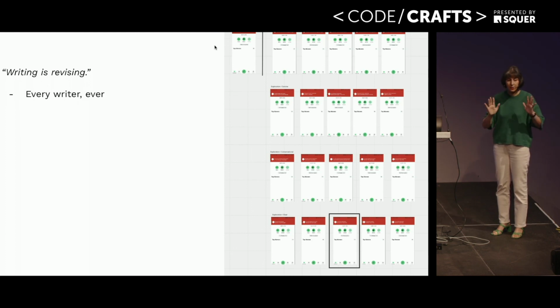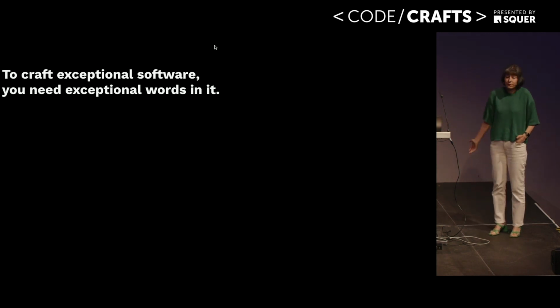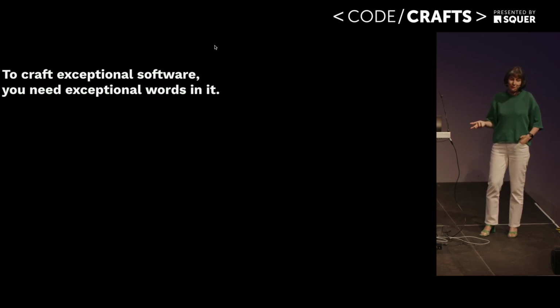I recognize that you're not all writers and you don't have the time to do that, but even if you revise it once or twice, it's still gonna be better than what you started with. So I say it again, writing is revising. Any writer who disagrees with me is not a writer. To craft exceptional software, you need exceptional words in it. I'm kind of riffing on the theme of this conference, right? But I do actually believe that. I would actually say to craft good software, because I think exceptional is a little flowery.